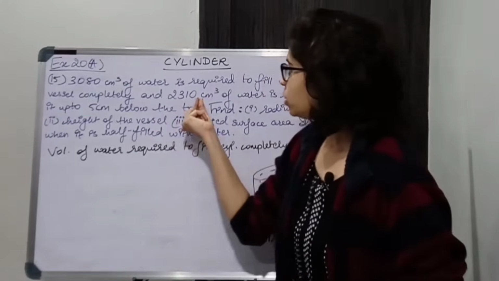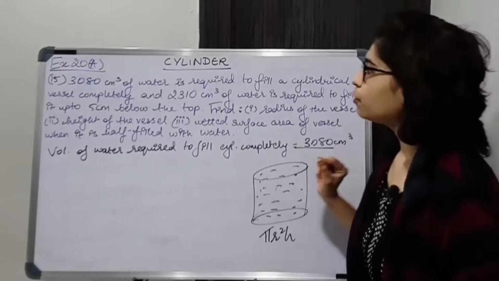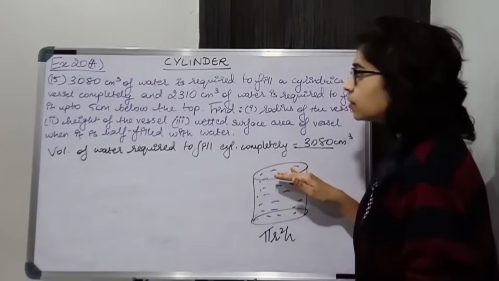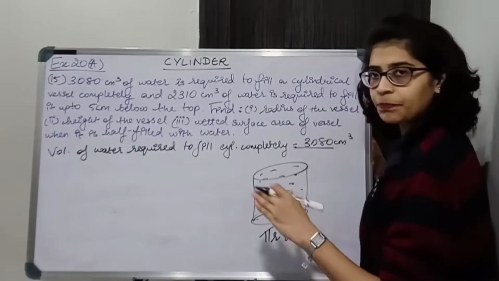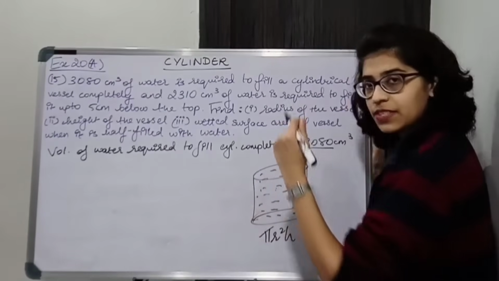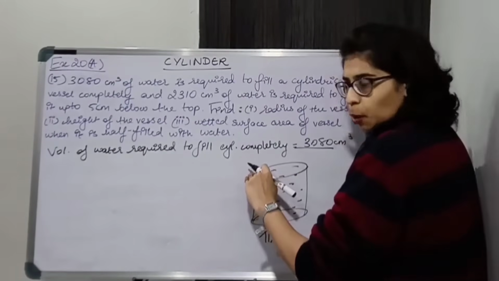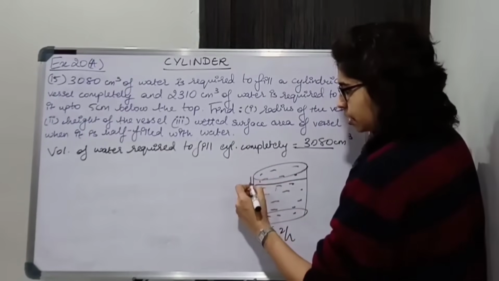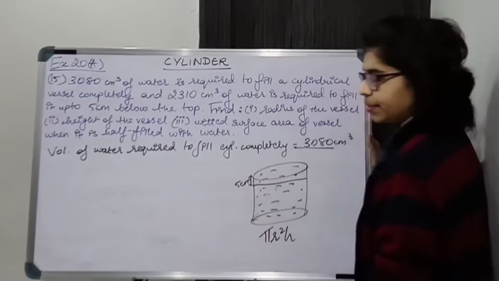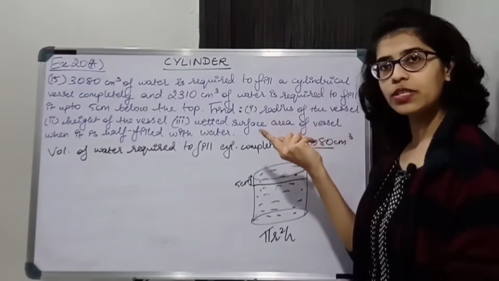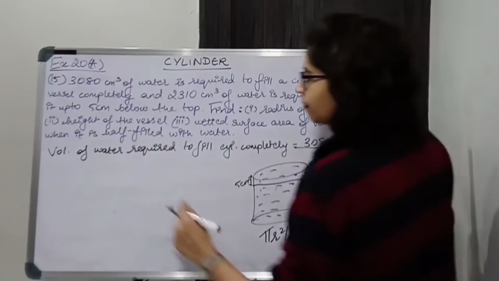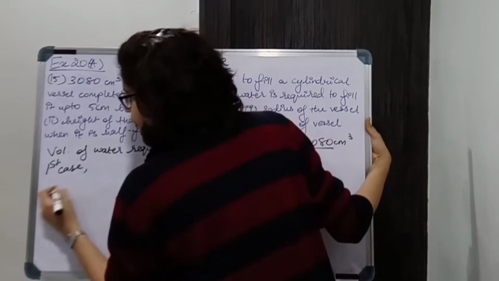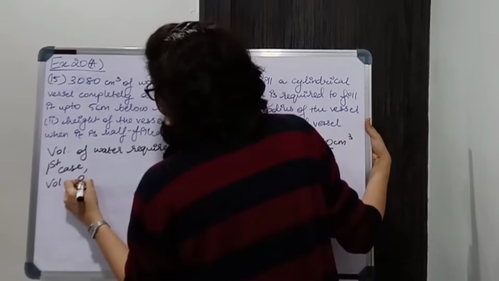Now 2310 centimeter cube of water is required to fill it up to 5 centimeter below the top. Now in the second case we are filling the water, but it is 5 centimeter below the top, not till the top, a little lower, up to here. Okay, so 5 centimeter is cut. Initially what was the height? Initially let us find. In first case what we are given, volume we are given, it is 3080.